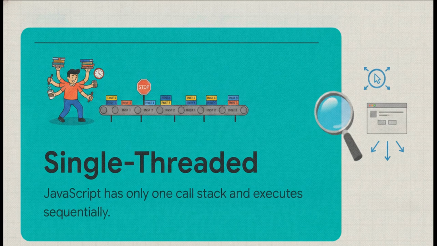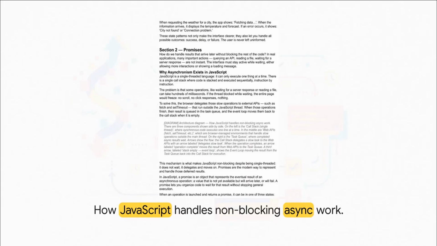So how does JavaScript actually survive this? Well, it delegates. So, what's our escape hatch? Take a look at this architecture flow. On the left, we have our single call stack. When it hits a slow task, like a network fetch, it immediately delegates it to the web APIs in the middle. The browser basically handles the waiting in the background.